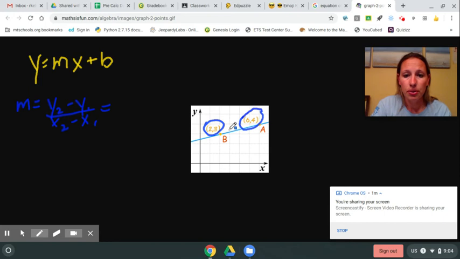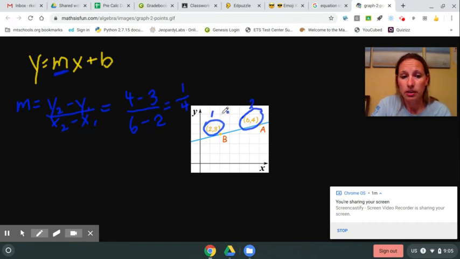We'll call this the first point, we'll call this the second point, okay? So our y2 is 4, our y1 is 3, our x2 is 6, and our x1 is 2. Remember it's always subtract the y's over the x's. All right, 4 minus 3 is 1, 6 minus 2 is 4. Okay, so now we know our m, which is beautiful. We can replace m with 1/4.